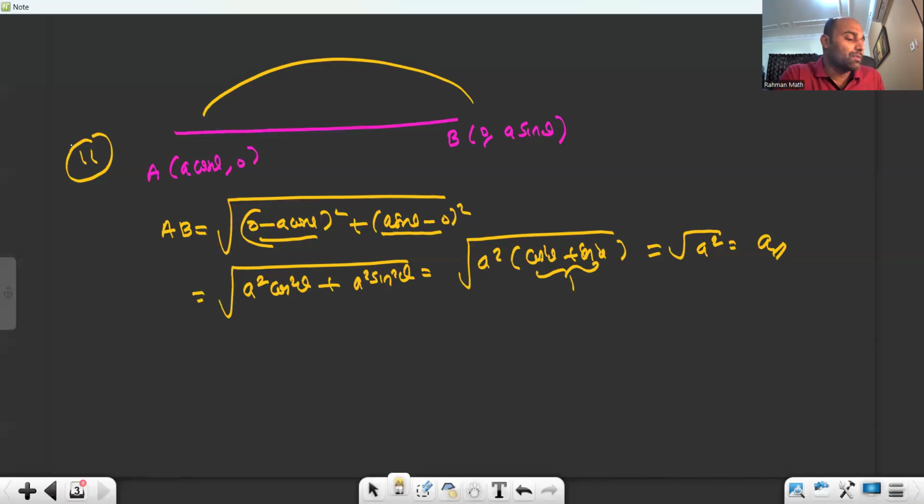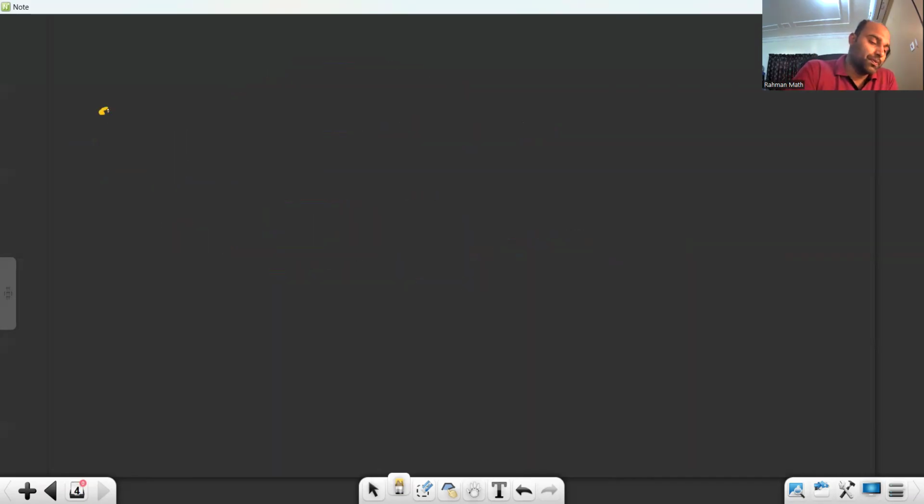Question number 9. Read it. Equidistance, when they are saying, don't use midpoint, that's not allowed. You have to draw the diagram.